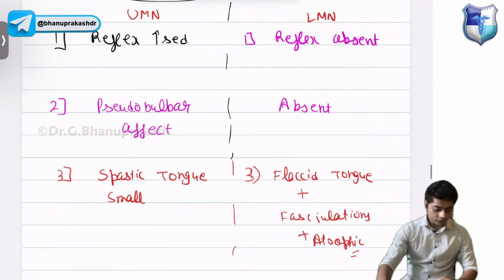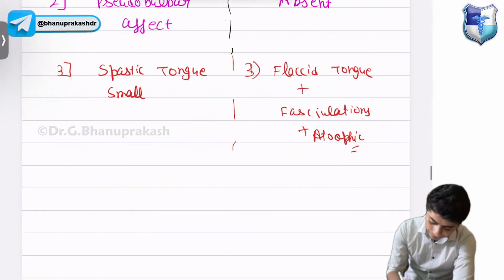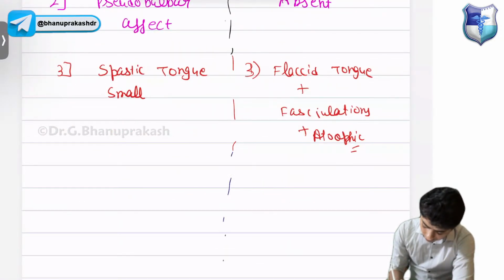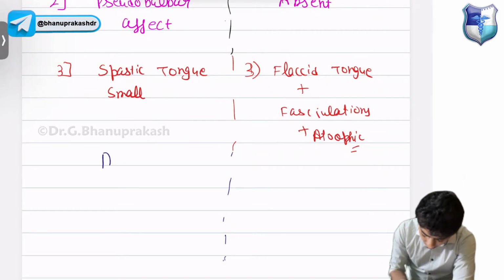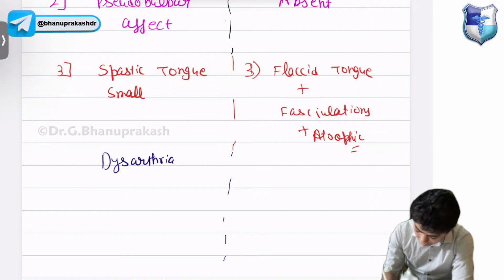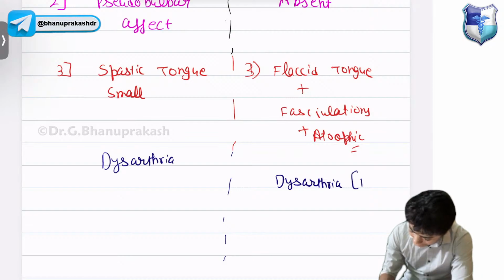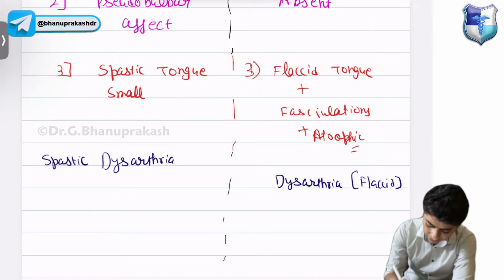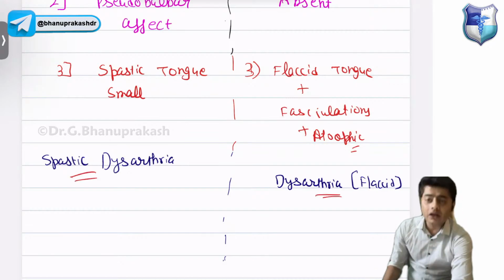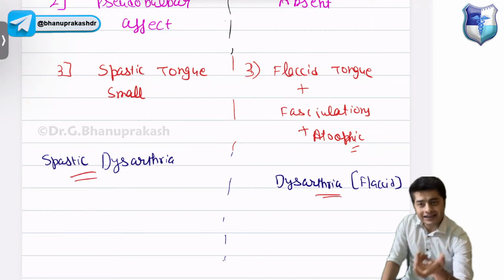Now we will come to another thing. In both of these conditions, there is dysarthria. But here it is flaccid and here it is spastic dysarthria. So, how will we get to know whether it is flaccid or spastic?